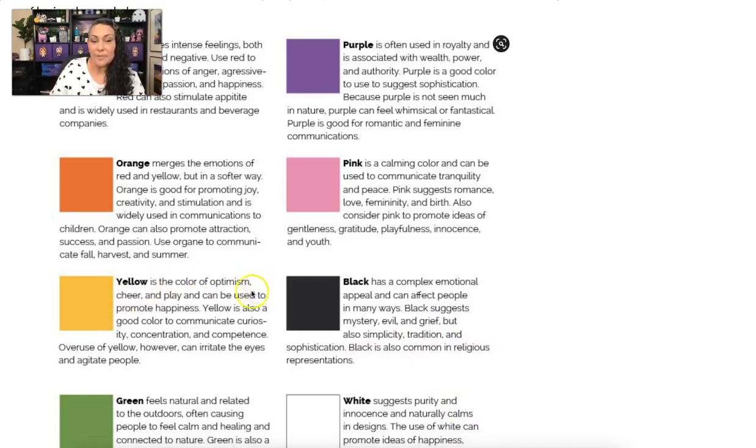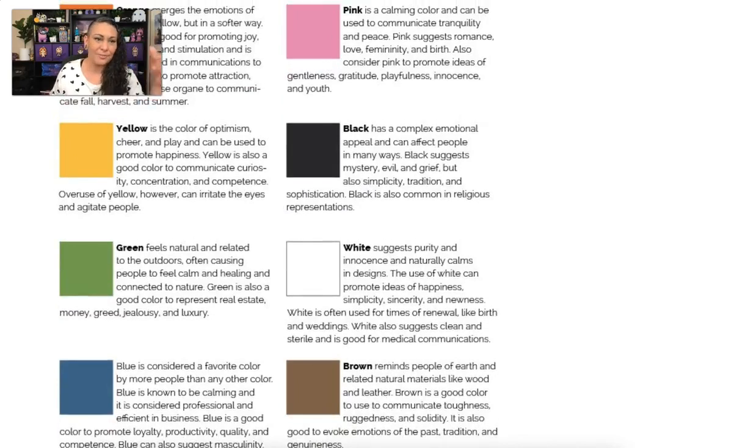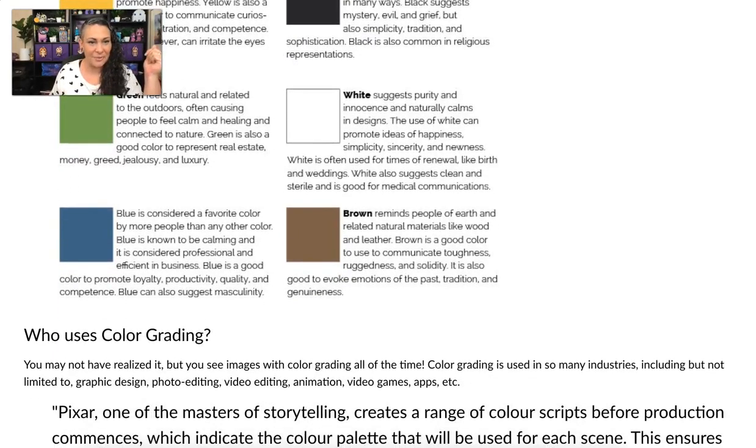Yellow is a color of optimism, cheer, and play, and it can promote happiness. But the overuse can irritate the eyes and agitate people. So there's some really good, quick little tips in this too. Make sure you come back to this and read it thoroughly. And hey, even save it. Save it to your phone. Bring it up every once in a while when you're trying to decide what colors to use.